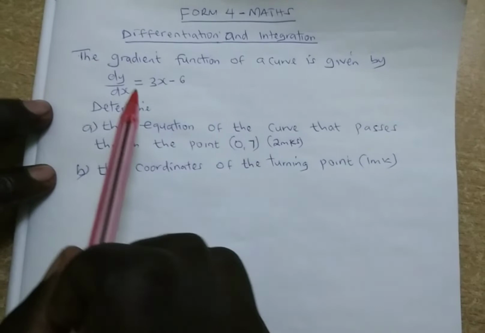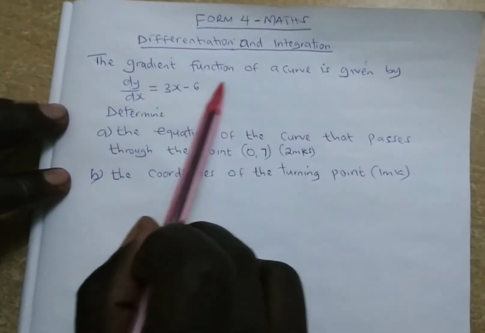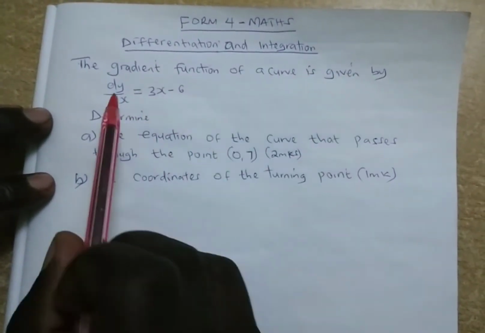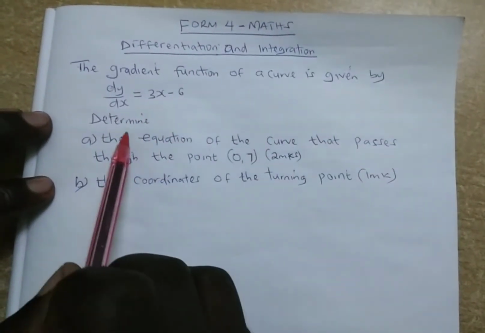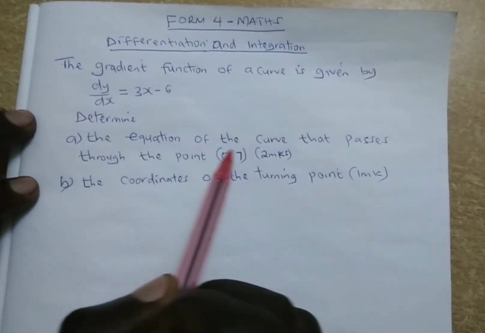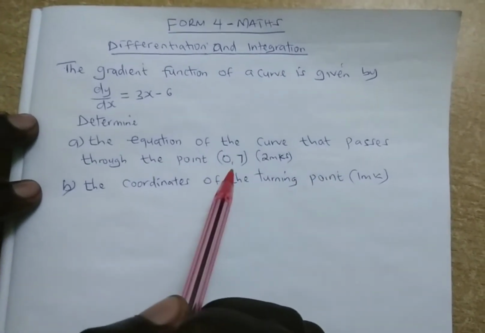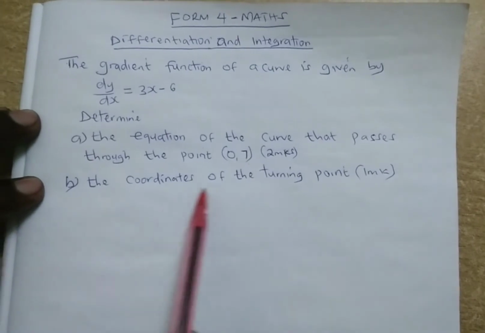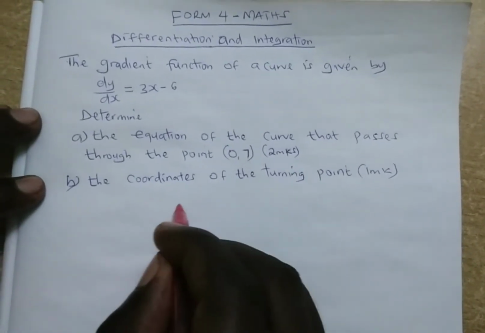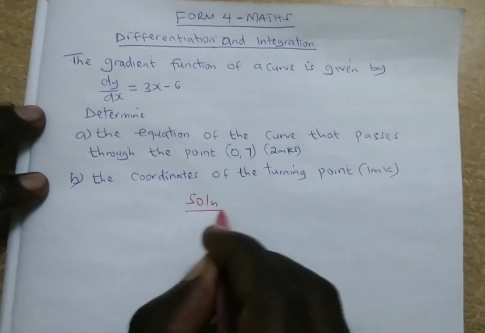Let us read the question together. The gradient function of a curve is given by dy over dx is equal to 3x minus 6. Determine the equation of the curve that passes through the point (0, 7), 2 marks, then the coordinates of the turning point. Let us look at the solution to this question.